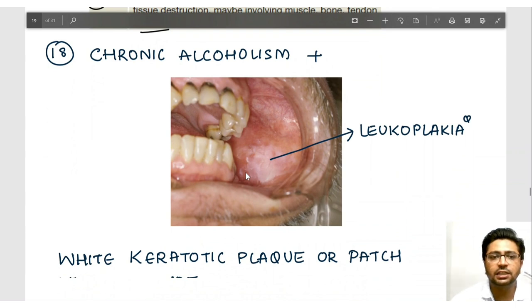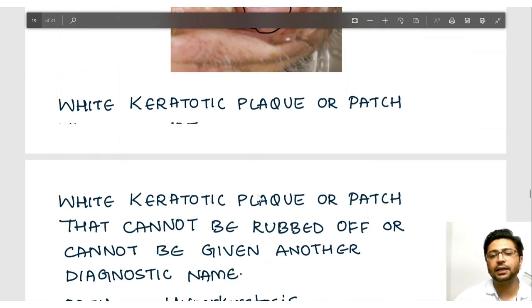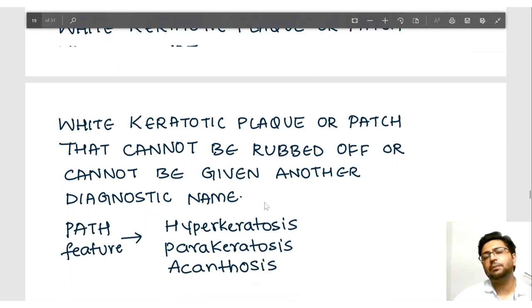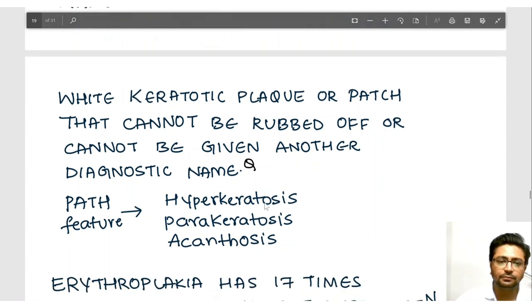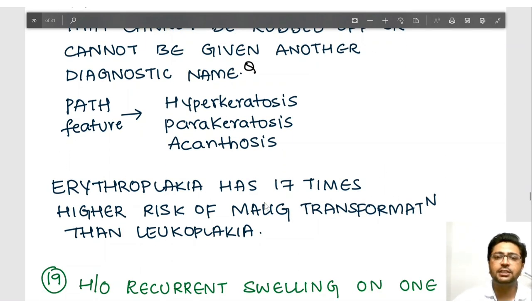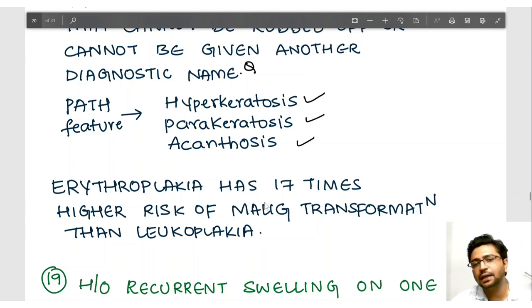The next question which is asked is, chronic alcoholism with a whitish patch. So this is nothing but leukoplakia. Leukoplakia is a white keratotic plaque or patch that cannot be rubbed off or given another diagnostic name. Remember this, this is the definition of leukoplakia. The pathology features are hyperkeratosis, parakeratosis and acanthosis. Remember this, parakeratosis and hyperkeratosis are associated with leukoplakia.